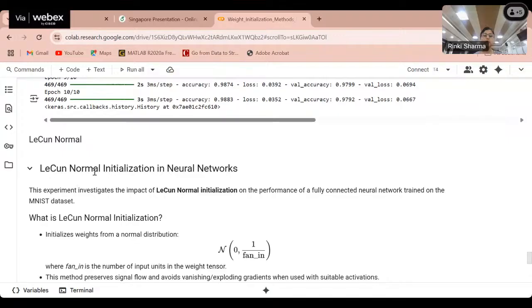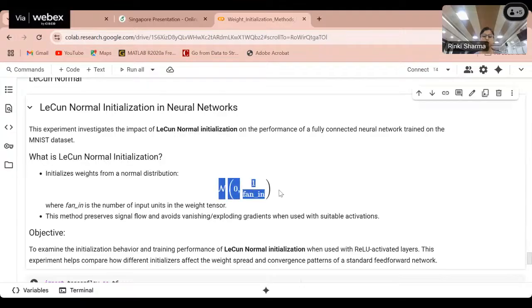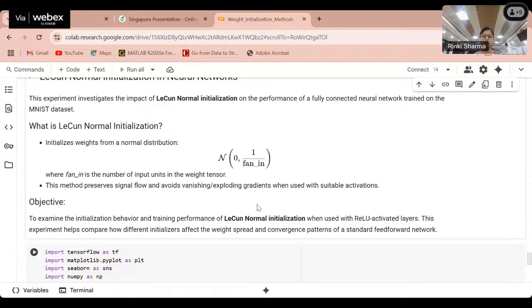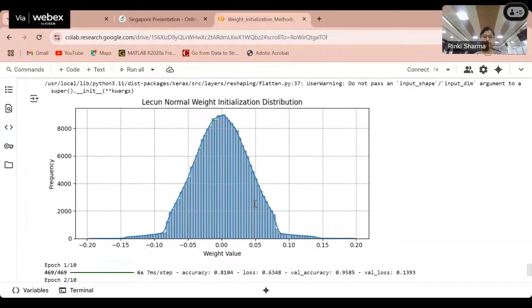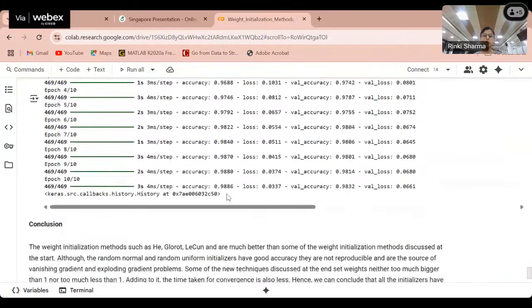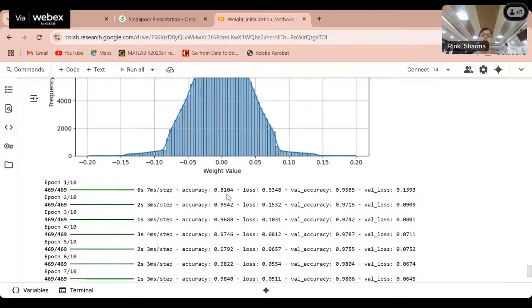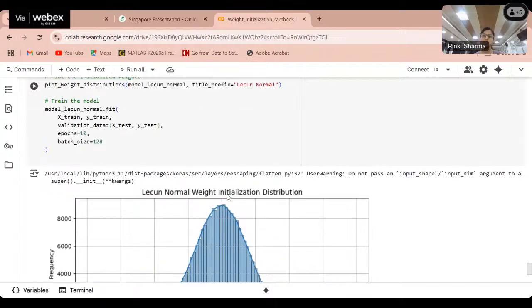And again, the LeCun normal initializer, the formula is normal. It will take the normal distribution entries from 0 with variance 1 by the number of inputs. So how will this look? These are all the initializers which you have learned, then you see which initialization is performing best on your data.